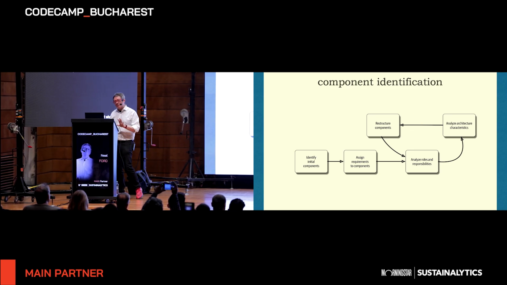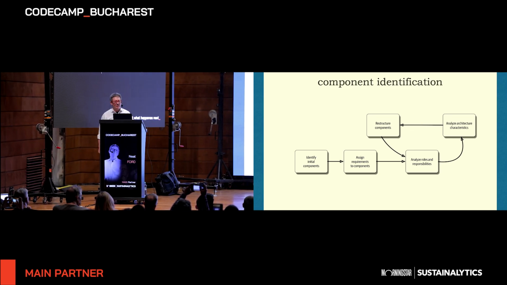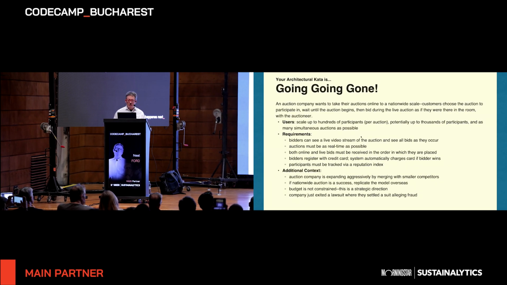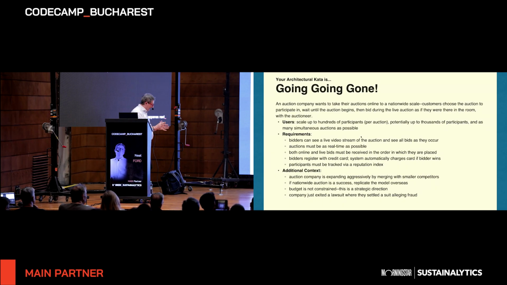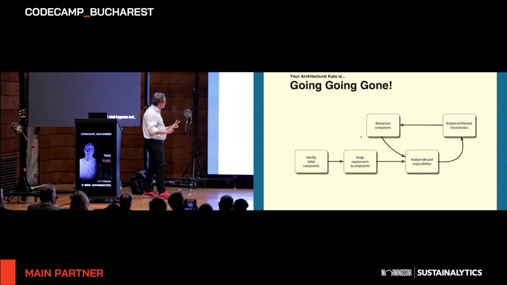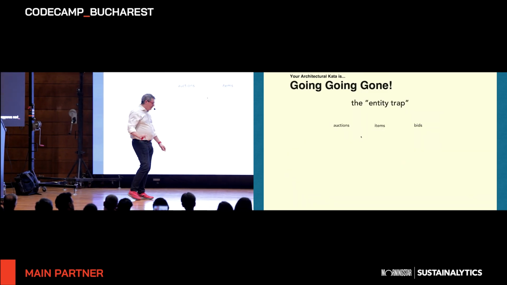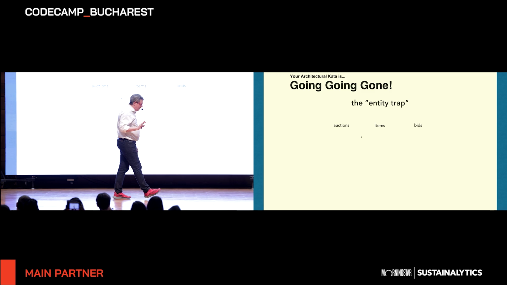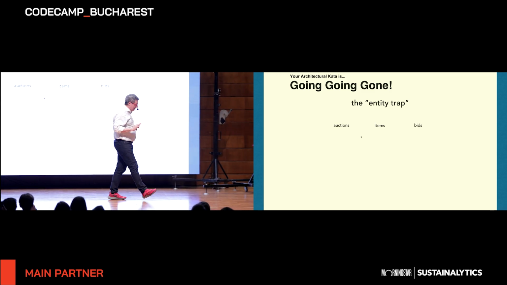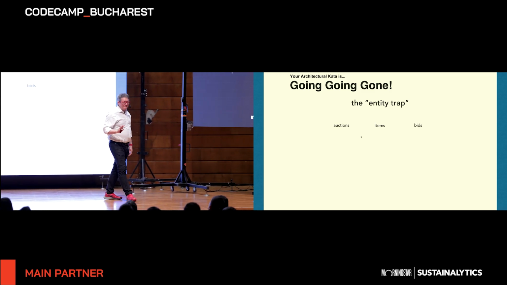So let's look at that process. And we're going to use an approach called the actor-action model. But I'm going to show you a trap first. And so let's look at the initial components. One of the traps you definitely want to try to avoid here is something called the entity trap.